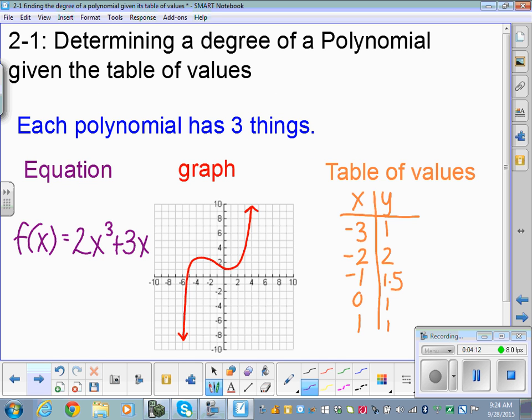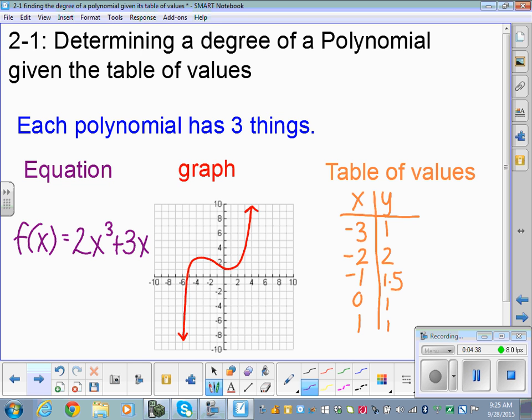All right, let's get to the new stuff. So today, if you want to title your notes 2-1, we're getting into chapter 2 here. The first thing we're going to be doing is determining a degree of a polynomial given a table of values. So we're going to be given x, y points in a table of values, and we're going to look at those data points and decide which degree our polynomial is.